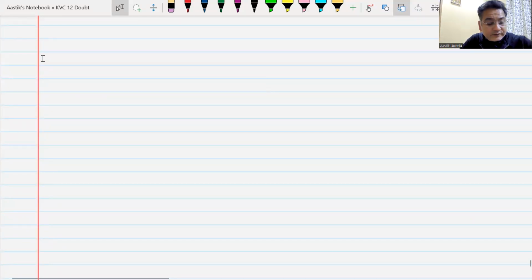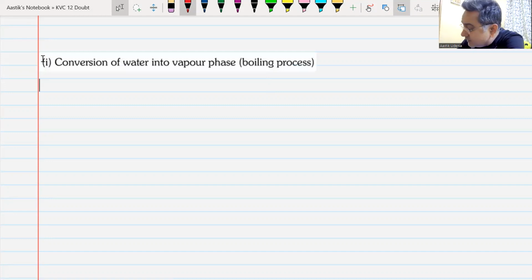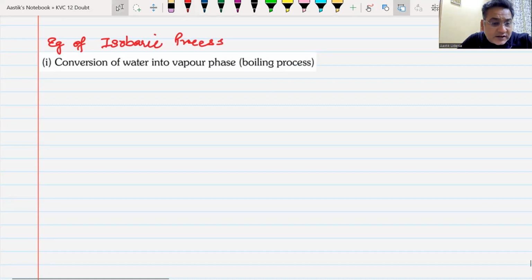So the example of isobaric process is conversion of water into water vapor. And what they are going to ask you is what is the change in internal energy. That was the same question that was asked here. Now you know how to find out the change in internal energy here. Yes or no? You can find out the change in internal energy, and you can do it in this fashion.